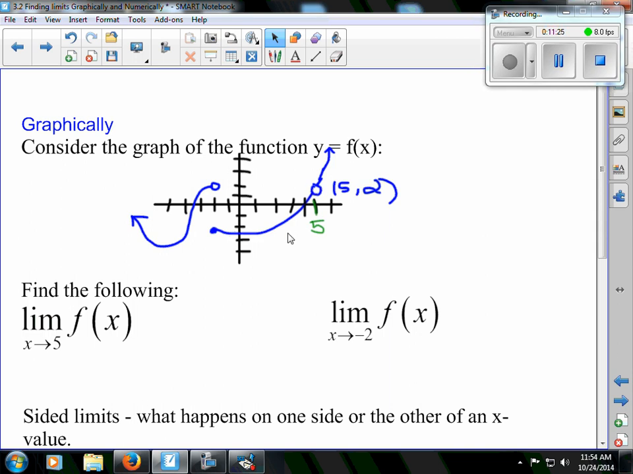Notice if I were to ask you what f of 5 is, there would be no value there. f of 5 does not equal 2 because f of 5 is a big old hole. But the coordinate point of the hole is 5, comma 2. So when I ask you for what the limit is as x approaches 5, thank goodness a limit doesn't care about what's happening at x equals 5, just what's happening near it.